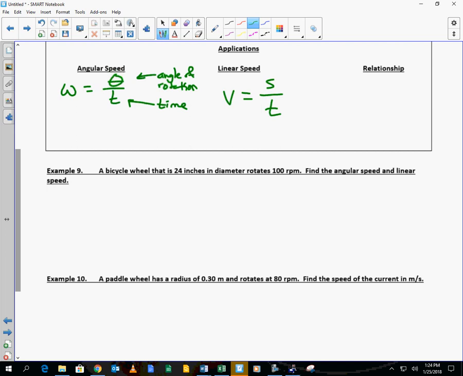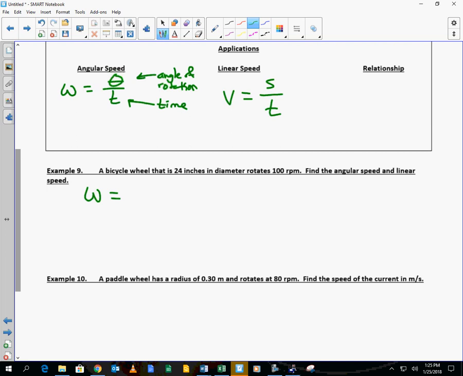It says a bicycle wheel, 24 inches diameter, rotates 100 RPM. RPM means rotations per minute. For example, your disk drive maybe rotates at 3,000 rotations per minute. My router that I use for woodworking at home rotates at, say, 30,000 rotations per minute. This one's 100 rotations per minute. So we're going to calculate omega, and that's equal to theta divided by time. Calculating theta is really the new part that people struggle with. Theta is the angle that's being turned.